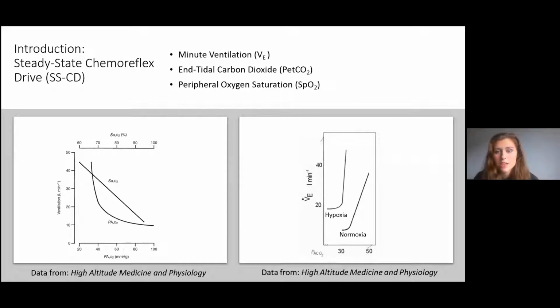In response to these challenges with fieldwork, another method was developed called the steady state chemoreflex drive, abbreviated SSCD. This method investigates the overall ventilatory response utilizing indirect measures of minute ventilation, end-tidal carbon dioxide, and peripheral oxygen saturation.